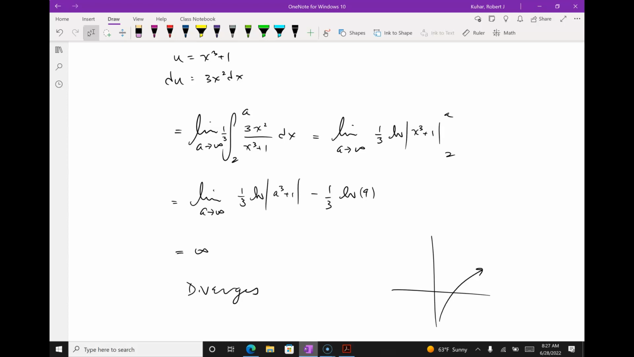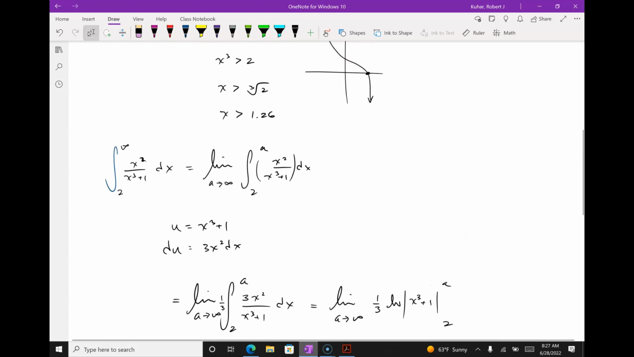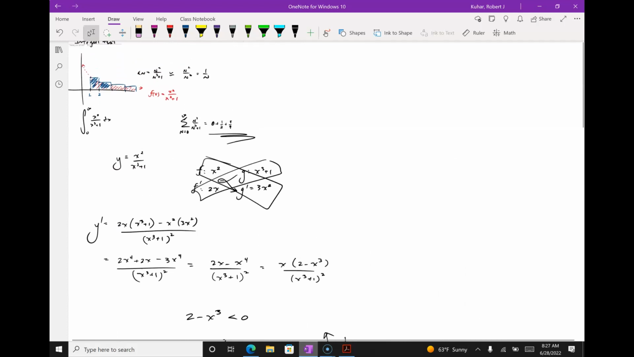Say it again. You were saying the sum was bigger than this, you were taking the sum also. That's right.